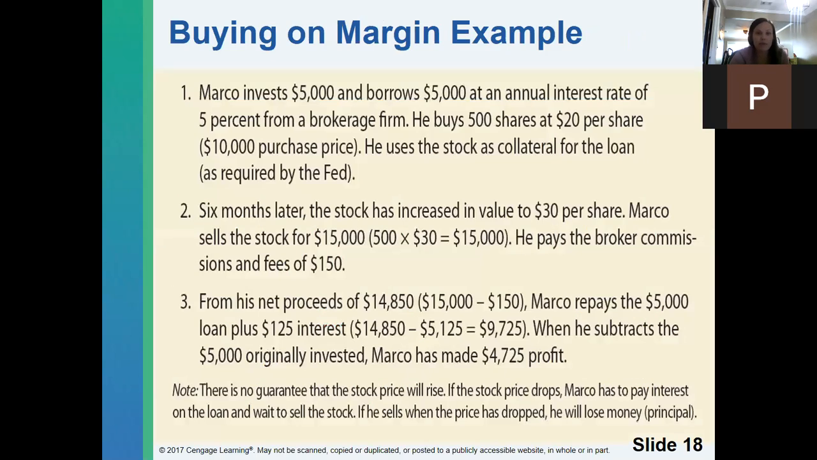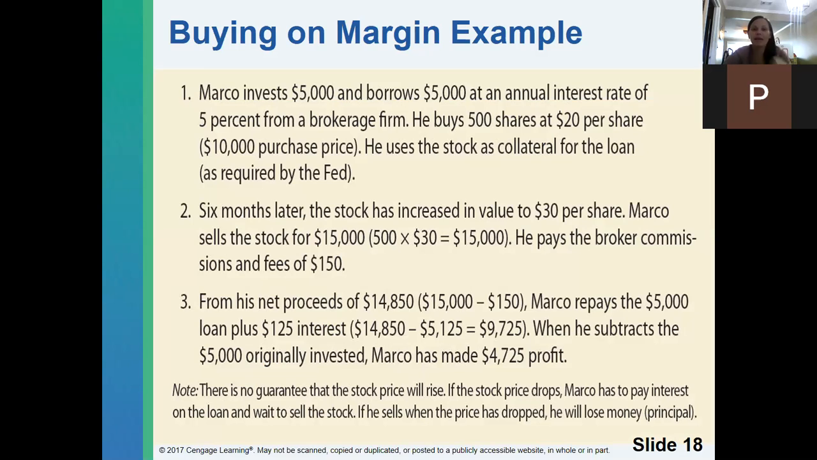So here's an example of that. This is a buying on margin example. Marco invests $5,000. So he has $5,000 cash and he borrows $5,000 from a brokerage firm at a 5% interest rate. So now he has $10,000. He buys 500 shares at $20 per share. So that's all $10,000. And he uses the stock as collateral for the loan. So if he's unable to pay it, they're going to take the stock back from him.